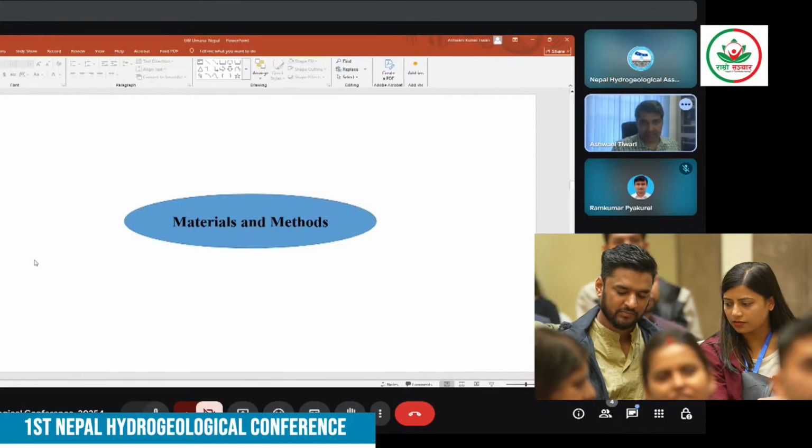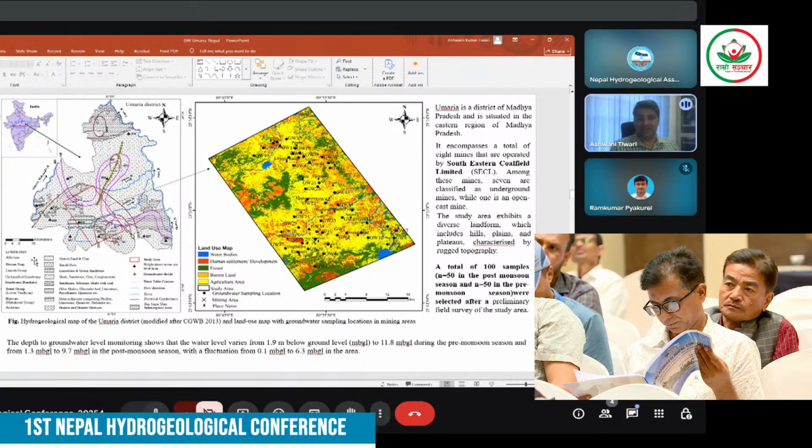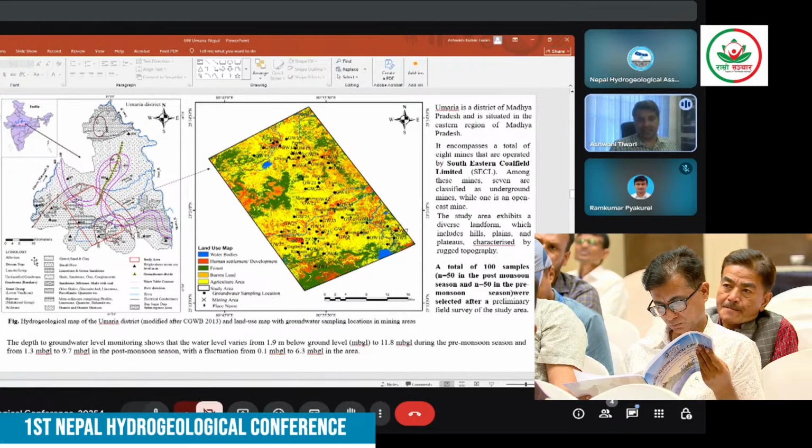So now I'm going to move to the study area. It is located in the Madhya Pradesh district, the Umaria coalfield. We selected the Umaria coalfield to assess the seasonal variation in groundwater chemistry. It is under the Southeastern Coalfields Limited. We collected a total of 100 samples: 50 samples from the same locations in the pre-monsoon season and 50 samples in the post-monsoon season, to understand the seasonal variation and how the chemistry changes.